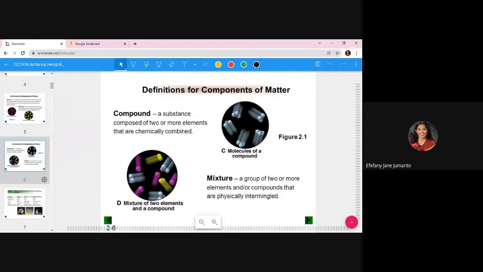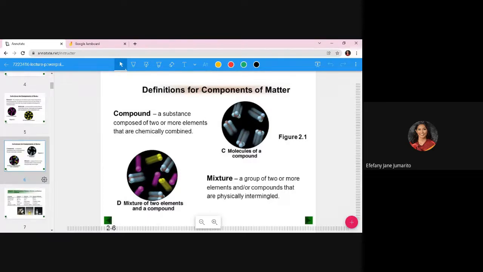Okay, the third is compound. Compound example, we have methane. There are different atoms being combined. So methane, ethane, propane, they are your compounds. Vinegar, H2O, they are compounds.